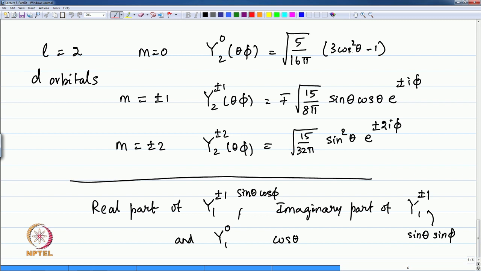So, it is a homogeneous trigonometric function of order 2, and this is order 2 sin theta cos theta, but plus minus 1 means the exponential is exponential plus minus i phi. And likewise, plus minus 2 for the Y 2 2 tells you that the angular part has a trigonometric function which is sin square theta and a phi dependent function which is exponential plus minus 2 i phi. We shall plot one or two of these, and let us start with the picture for Y 2 0.